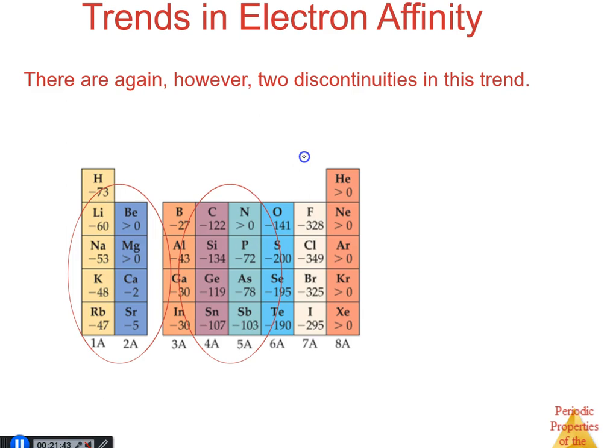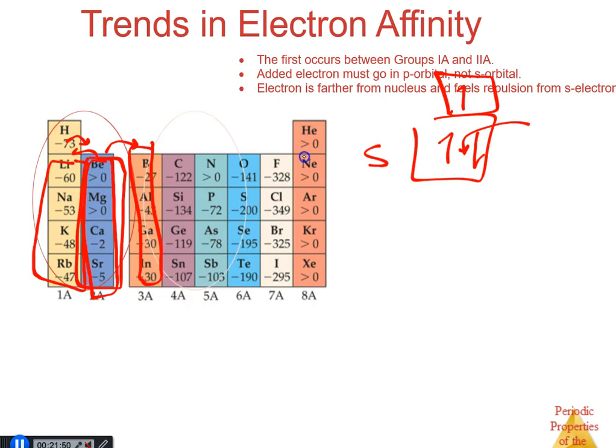All right. There are, again, however, two discontinuities in this trend, and it's what Boyd's pretty much pointed out. All right. The first is between groups 1 and 2. All right, the added electron must go into a p orbital, not an s orbital. All right, electron is farther from the nucleus and feels repulsion from the s electron.